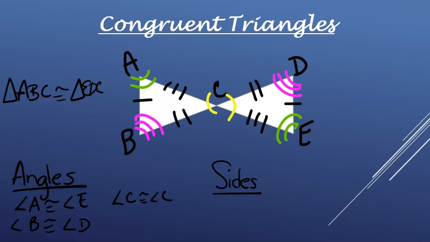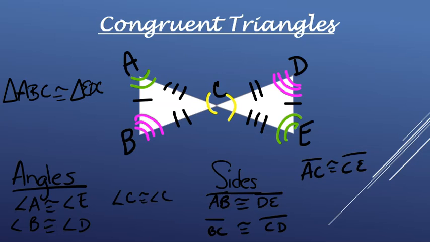The sides, again, we have them marked with the 1 slash mark here between A and B. So side AB is going to be congruent to side DE because it has 1 mark on it. Side BC has 2 slash marks, would be congruent to side CD because it has 2 slash marks. And the third one would be side AC congruent to side CE. It has 3 slash marks.